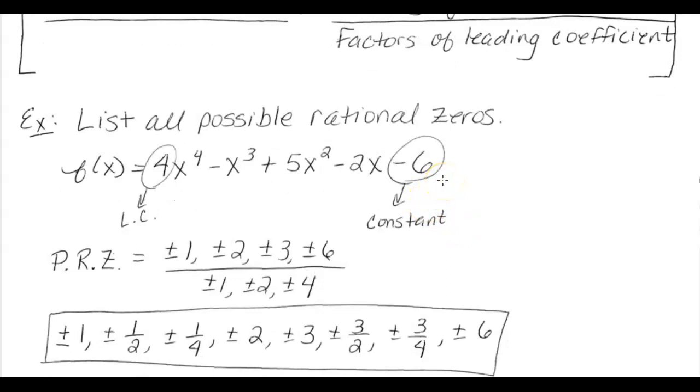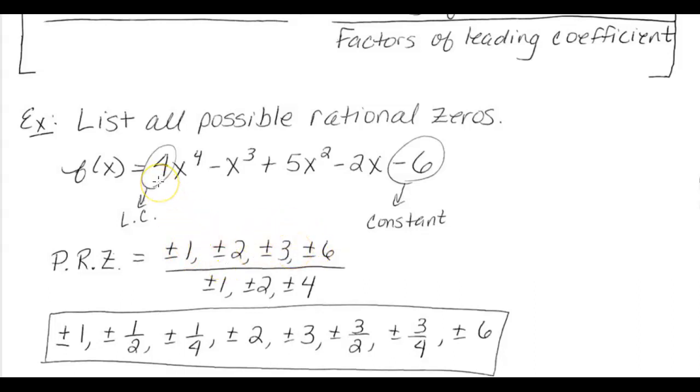f(x) = 4x^4 - x^3 + 5x^2 - 2x - 6. So in this example, our leading coefficient is 4 and our constant term is negative 6. So this is the abbreviation for possible rational zeros. The numerator would be plus or minus 1, which divides evenly into 6, plus or minus 2, plus or minus 3, and plus or minus 6. So it's essentially all ways you can multiply two numbers and get a 6: a 1 times a 6 or a 2 times a 3.